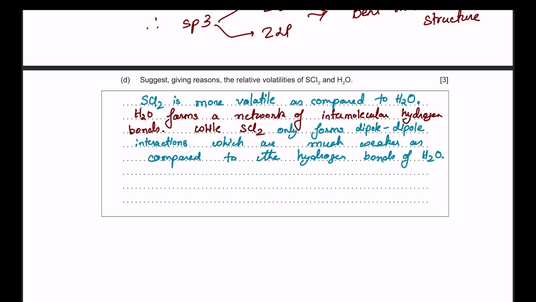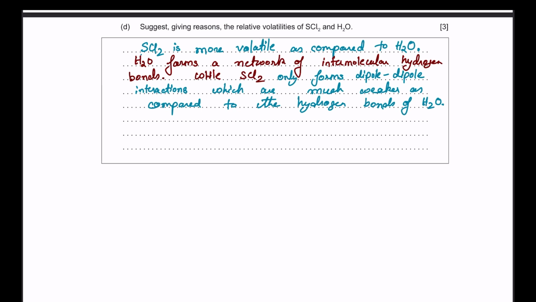Now we know that hydrogen bonds are much stronger as compared to dipole-dipole interactions. So it would be easier to heat up SCl2 and convert it into a gas, and that's why SCl2 is more volatile as compared to H2O. And that's all for this part D.